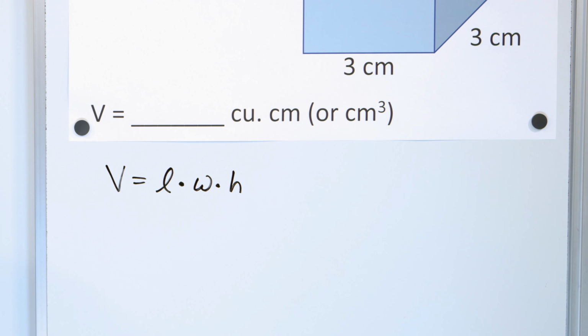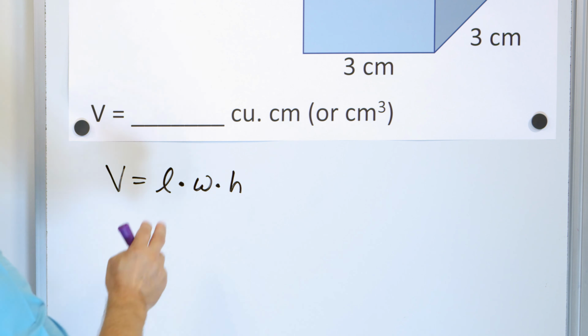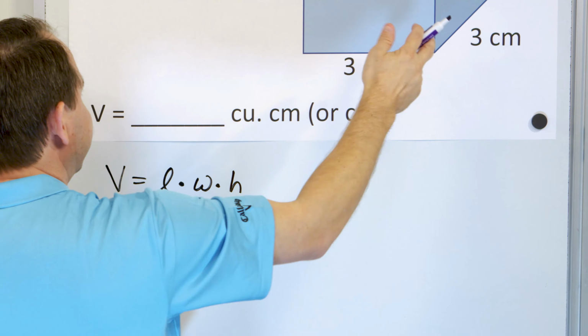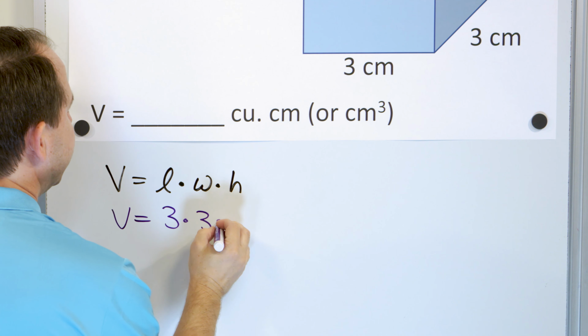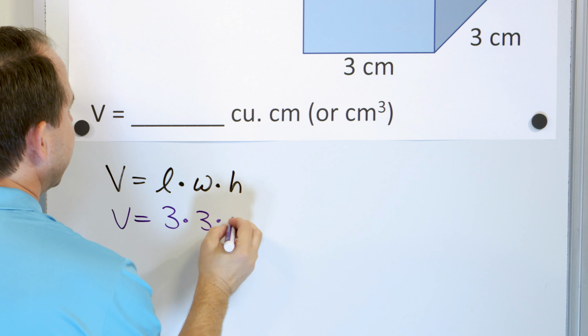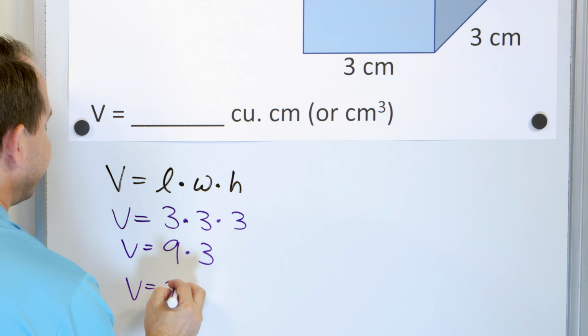And so to find the volume of this object, we said length times width times height. In this case, they're all 3. So 3 times 3 times 3. The first 3 times 3 gives you 9. Still have to multiply by that last 3. 9 times 3 is 27.